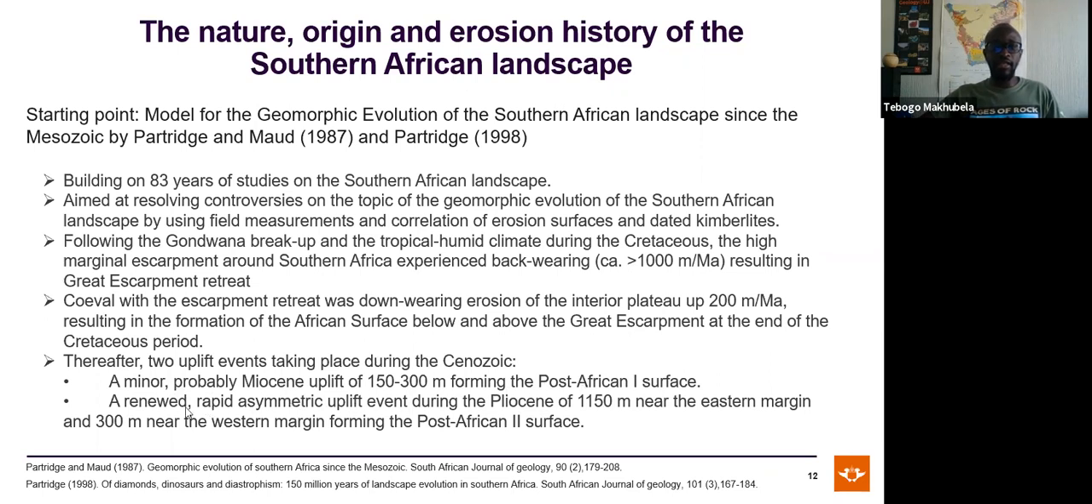And a little later after that, in the Pliocene, they suggested a renewed, rapid asymmetric uplift, whereby the eastern margin of Southern Africa was uplifted by about 1,150 meters, whereas to the west it was a slightly less uplift of about 300 meters. And this uplift resulted in the formation of the post-African two surface. So this model is generally accepted, and it makes a lot of sense.